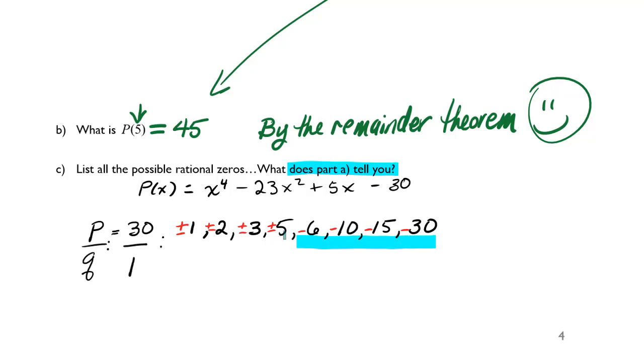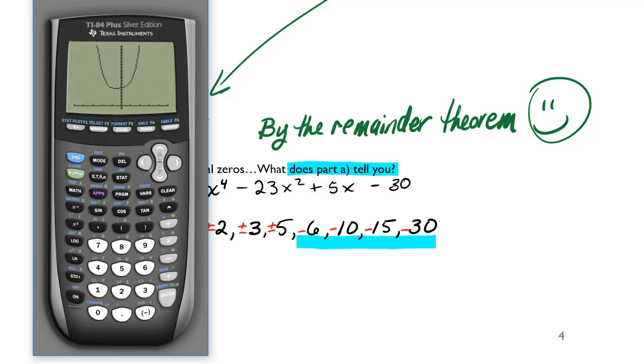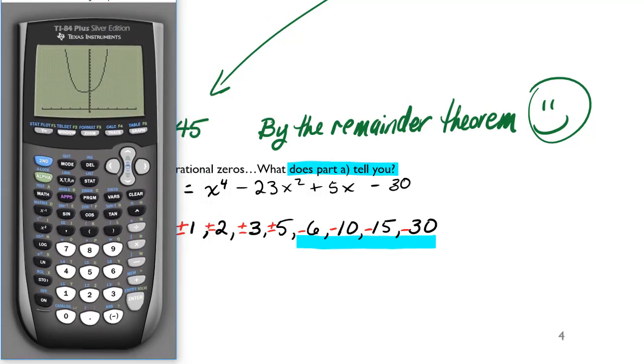I also know that 5 is not a zero of the polynomial, which means that I need to look at numbers that are smaller. Now mind you, I haven't even graphed this thing yet. So there are a lot of things I could have probably thrown out just by looking at the graph. Let's do that. Let's look at the graph.